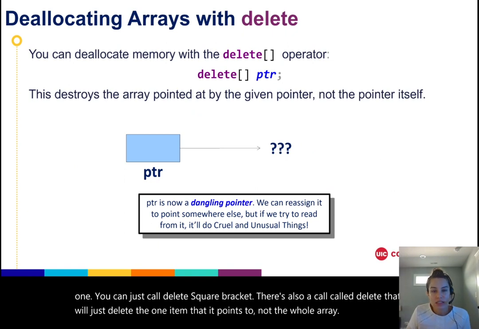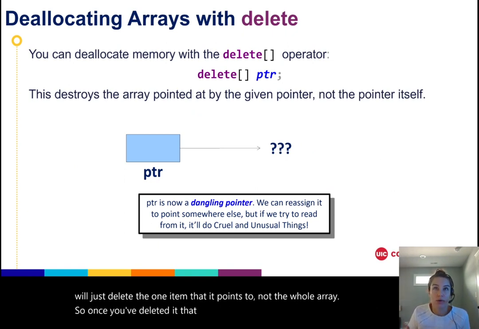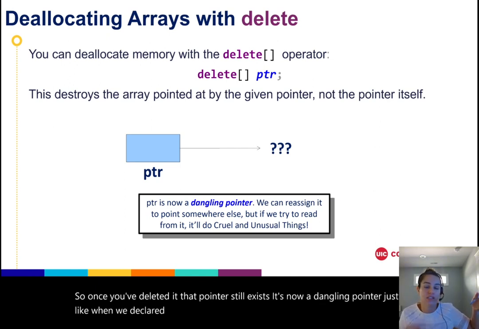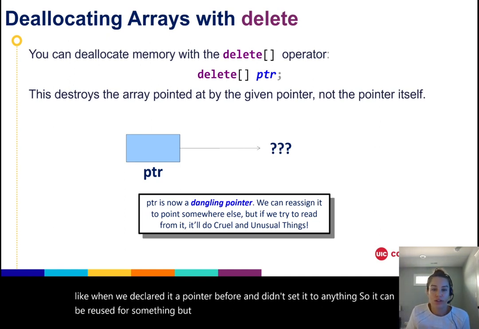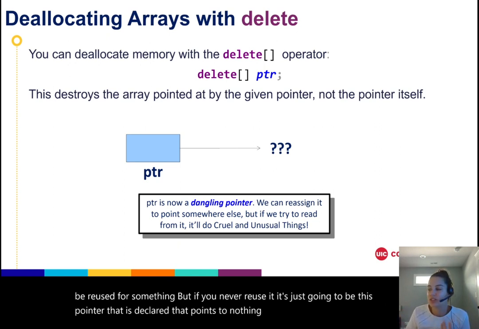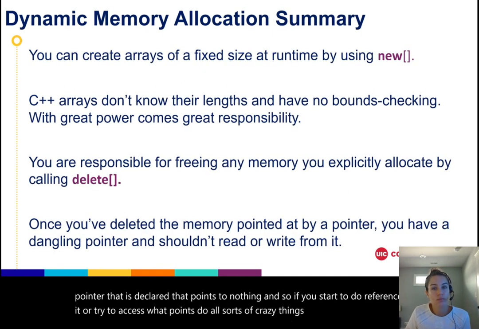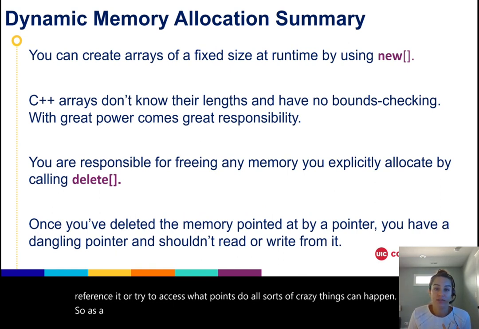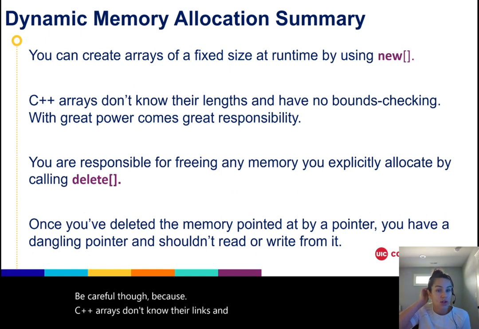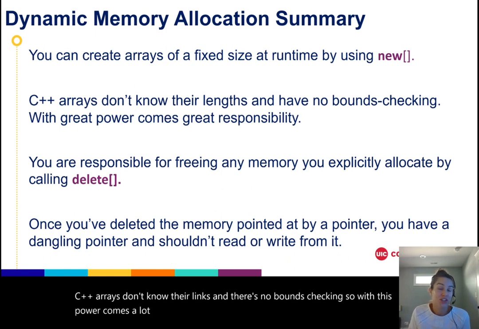So once you've deleted it, that pointer still exists. It's now a dangling pointer, just like when we declared a pointer before and didn't set it to anything. So it can be reused for something, but if you never reuse it, it's just a pointer that is declared and points to nothing. And so if you start to dereference it or try to access what it points to, all sorts of crazy things can happen. So as a summary, you can create fixed size arrays at runtime using new. Be careful though, because C++ arrays don't know their lengths and there's no bounds checking. So with this power comes a lot of responsibility.